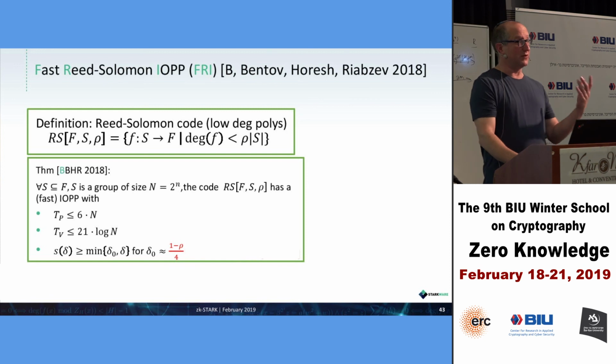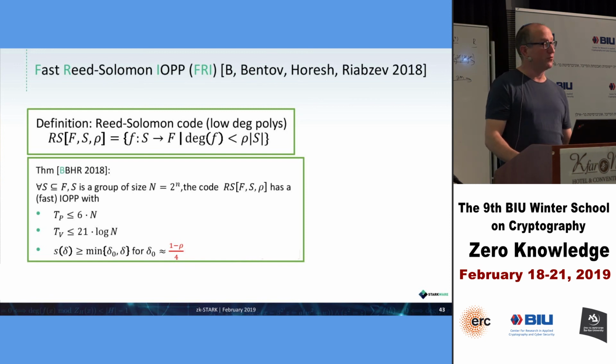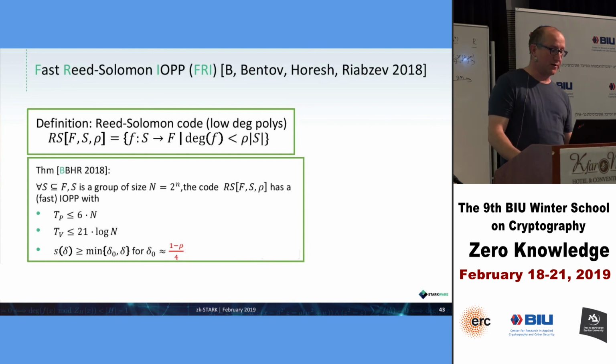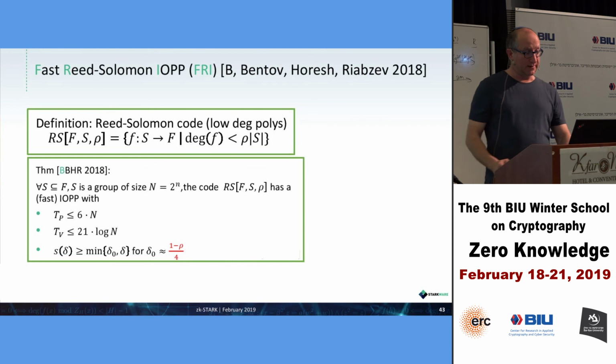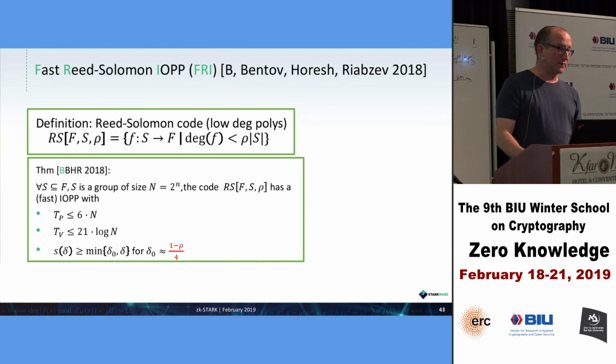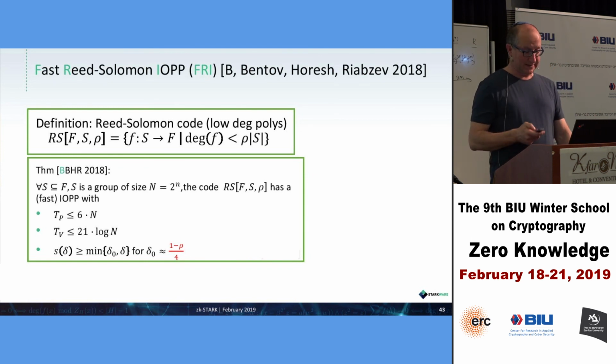And it has really, really good parameters. The proving time is 6 times n arithmetic operations. The verifying time is strictly logarithmic in the block length of the code. And the rejection probability scales very well. So for a function that is delta far from the code, the rejection probability is at least delta.